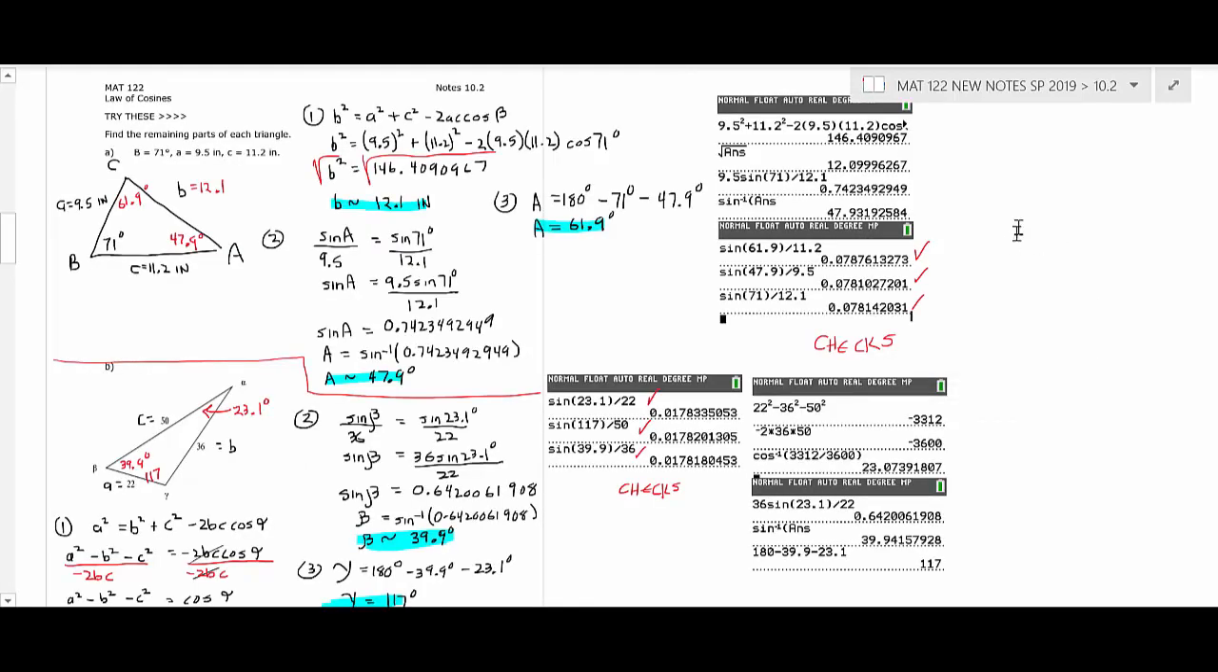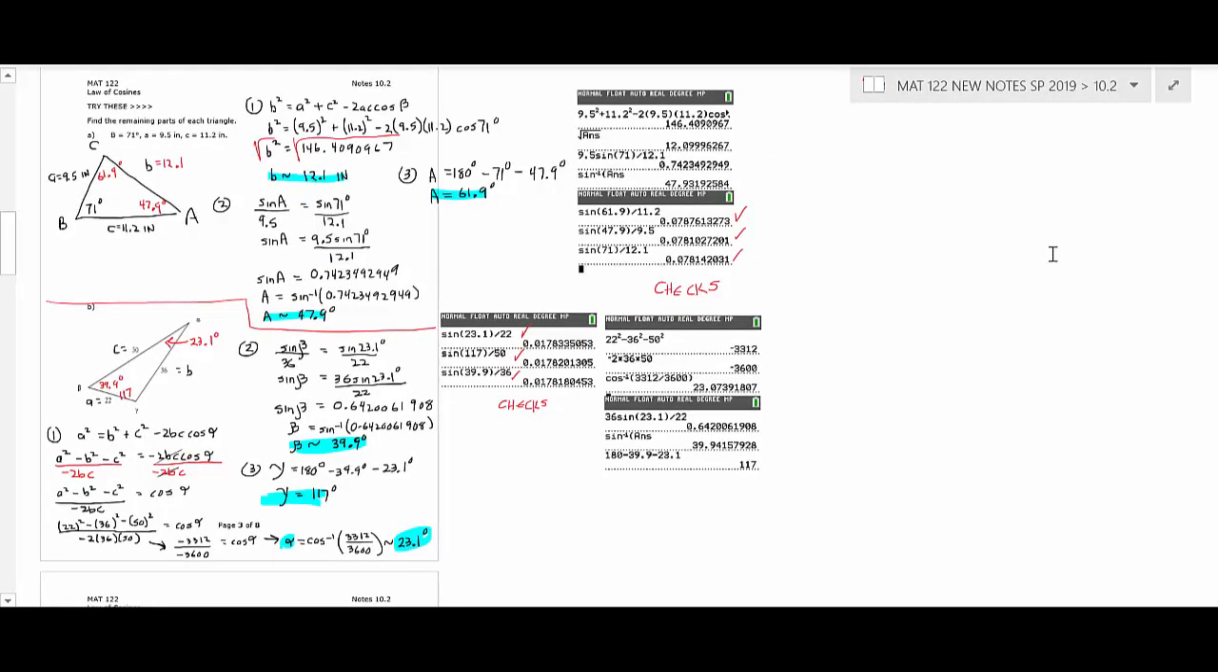Okay, so let's see how we did here. I'm just going to try to display this so you can check all of my answers. On the first problem, you were given the side angle side case. This is what you should have come up with. Side B is 12.1 inches. Angle A is 47.9.